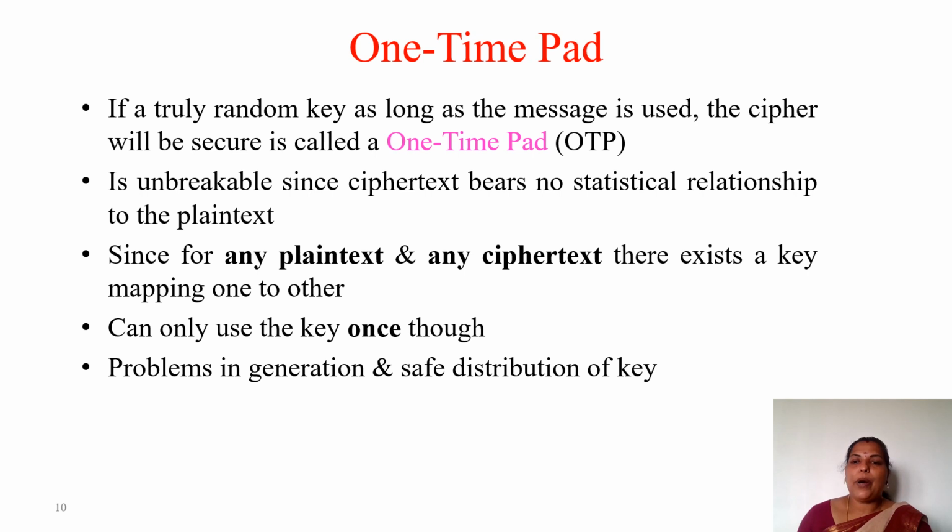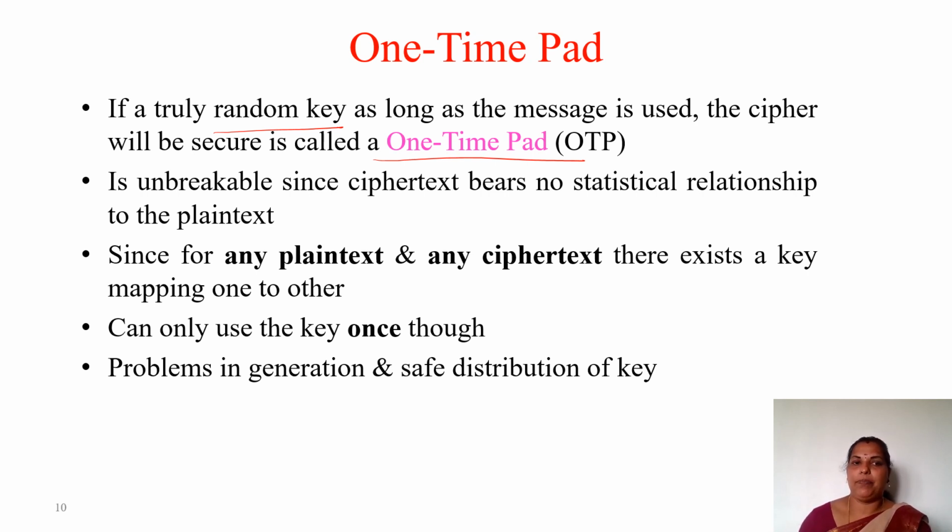Another very important substitution technique is the one-time pad, because all these ciphers are vulnerable to some attack. If a truly random key, as long as the message, is used, the cipher is secure, and this is called the one-time pad. Whenever you generate a key, the key must always be random. We use that particular key only one time; only then is this cipher secure. Otherwise it is not secure.